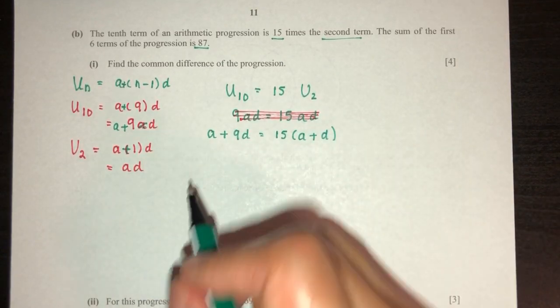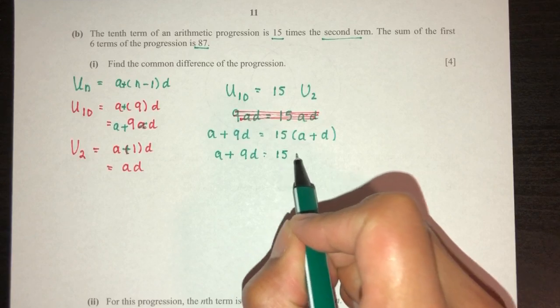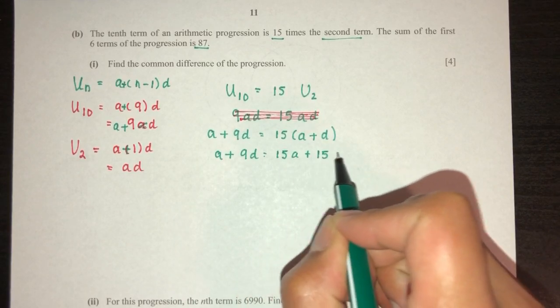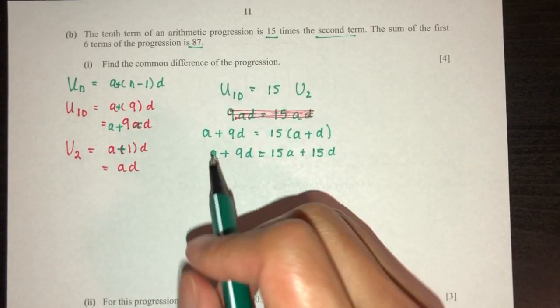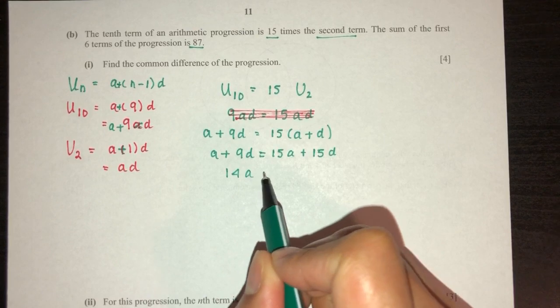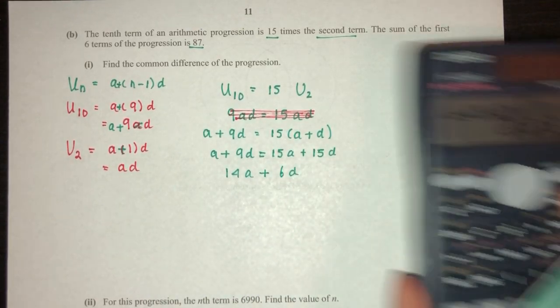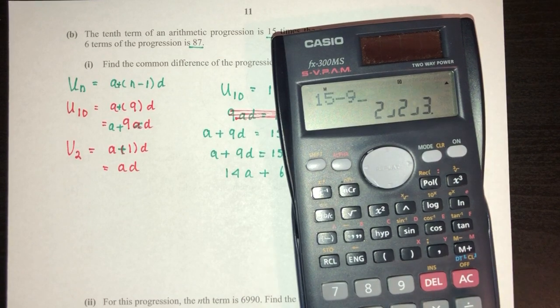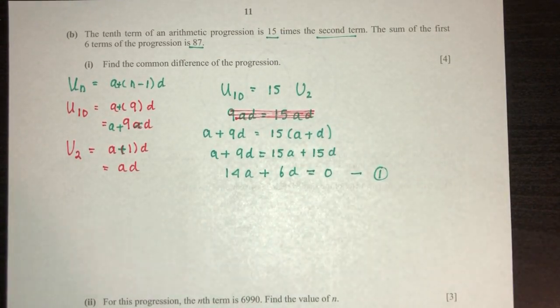Let's simplify this at least. You will have a plus 9d equal to 15a plus 15d. Now send this one to this side. You will have 15a minus a, that should be 14a, plus 15d minus 9d, that should be 6d, equal to 0. That is our equation number 1.